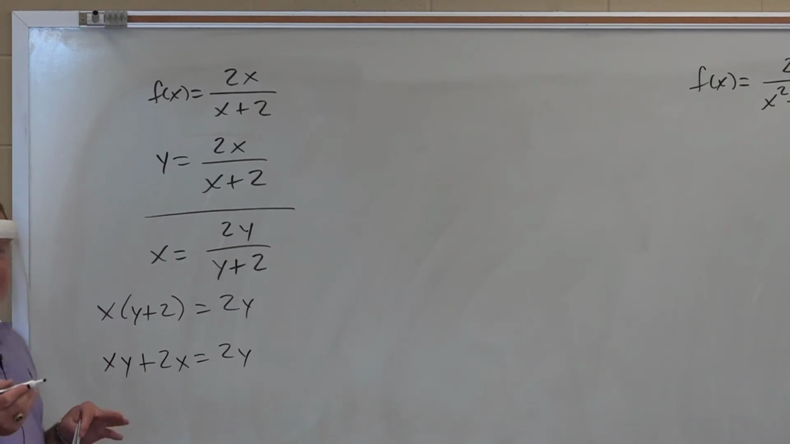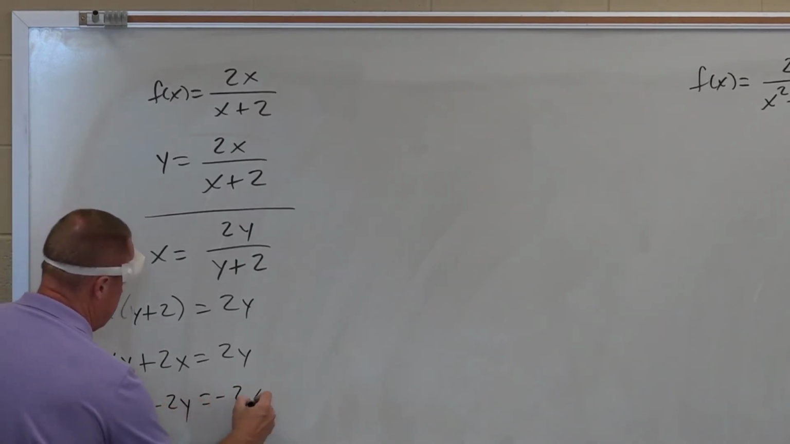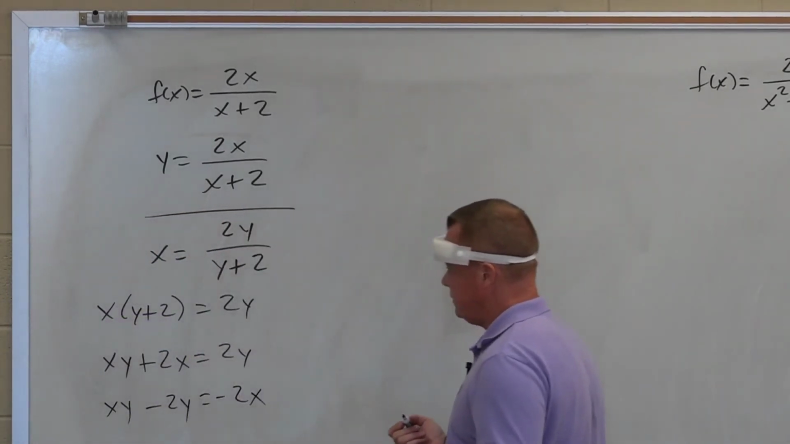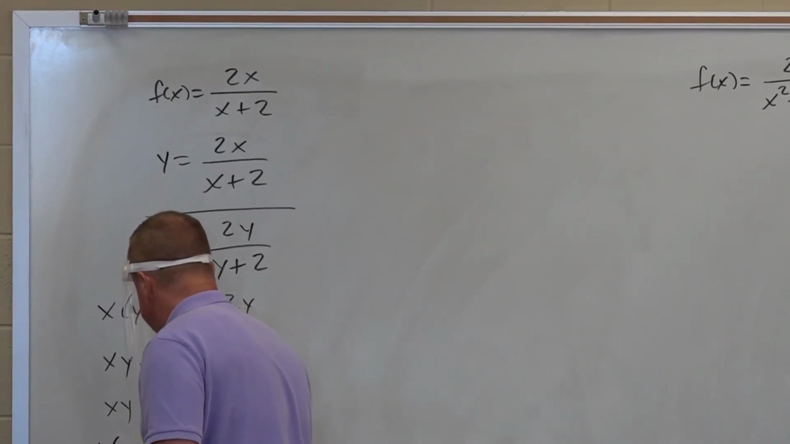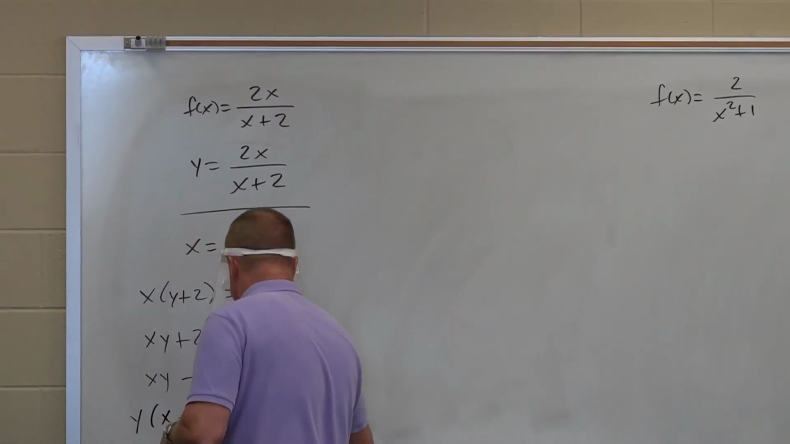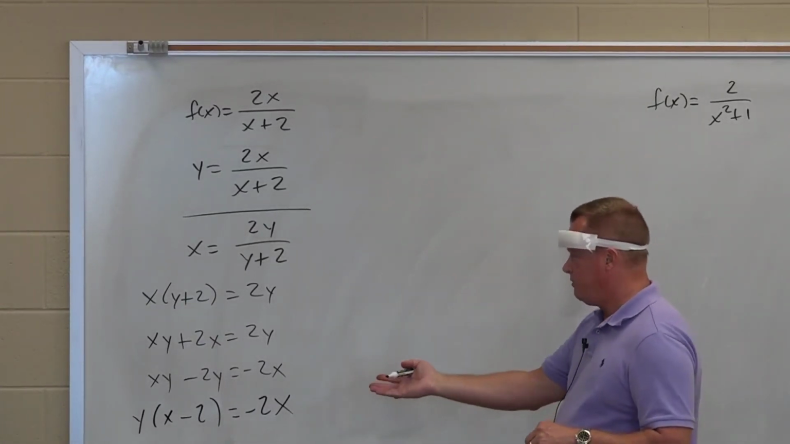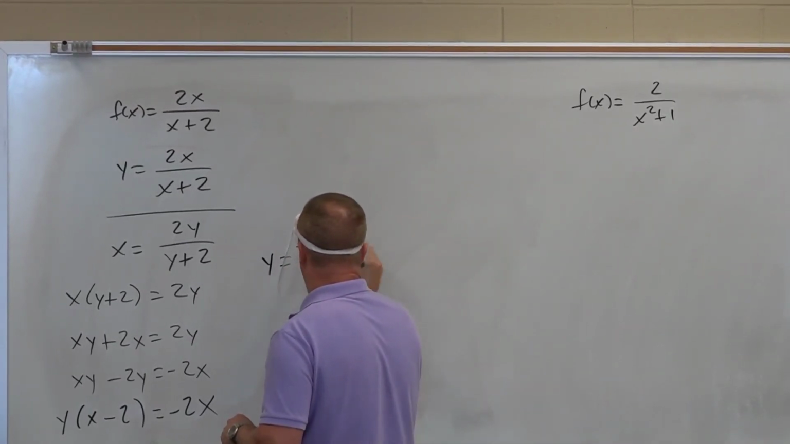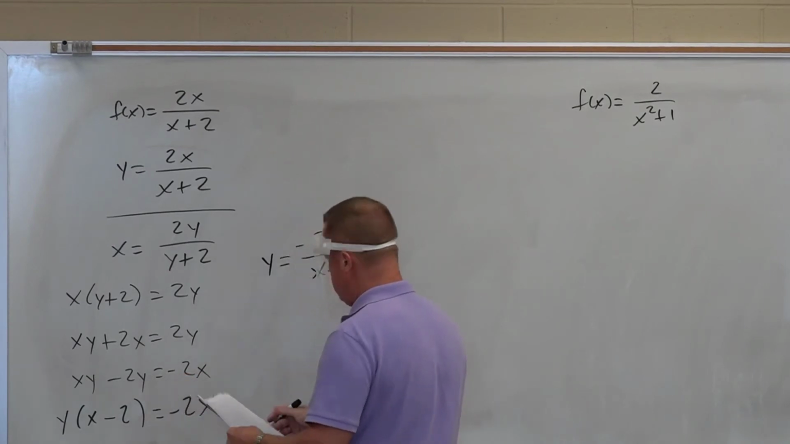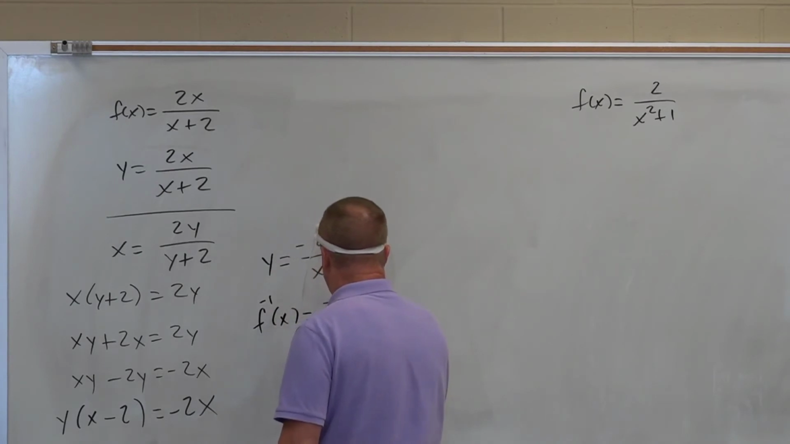And now I want to solve for y, so get the y's together on one side. So I want to go xy minus 2y equals negative 2x. Okay. And I want to factor out the y. Okay. And now to solve for y, just divide both sides by x minus 2. Okay, and then just rewrite this with the inverse notation. And you got it.